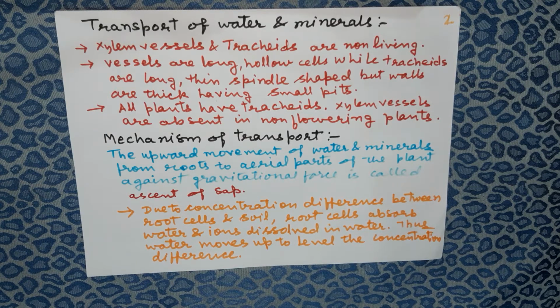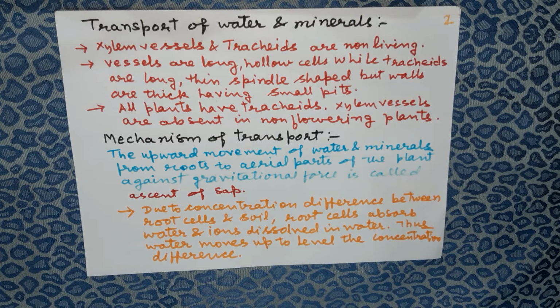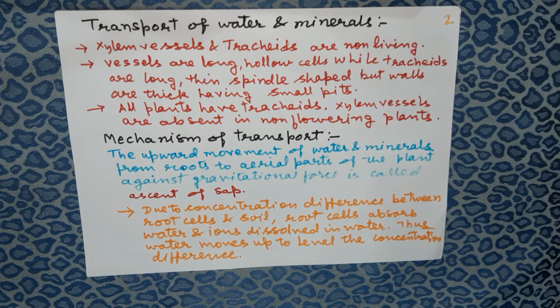Now let us see the mechanism of transport. Remember the soil and the minerals which remain dissolved in it, or you can say ions. In the water, there are minerals and ions dissolved from the soil. So the upward movement of water and minerals from roots to all aerial parts of the plant against gravitational force is called ascent of sap.